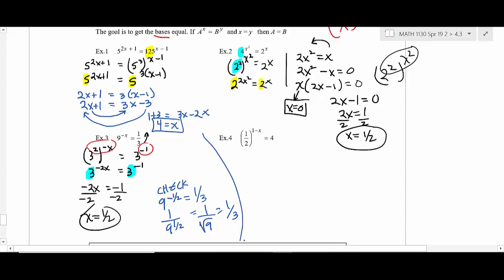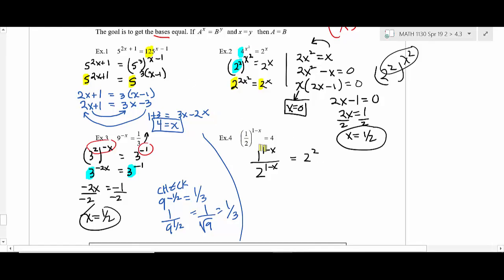Okay, all right, the next one, same idea. I see a 4 and I see a 2. So what do I need to do with the 4? Change it to what? 2 to the second, good, okay? So what I'm going to do is, any time that you have a fraction to a power, you can realize that the 1 is to the 1 minus x power, but so is the 2. So that's a basic property of exponents. A fraction to a power just means both the top and bottom are to that power. Then we'll change the 4 to 2 to the second, okay?